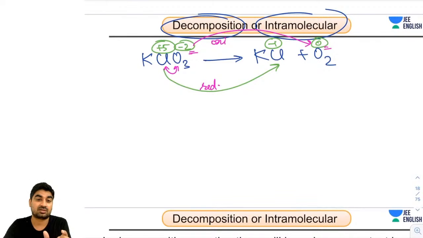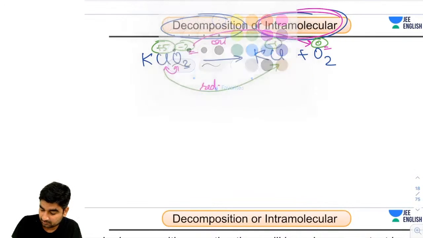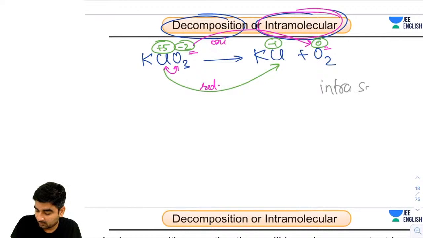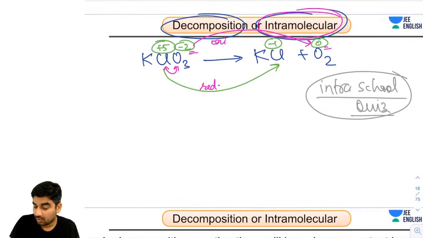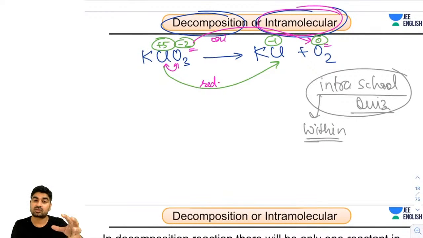So because it occurs between the atoms of the same molecule, that is why it is called intramolecular. You might have heard about intra-school quiz. What do you mean by intra-school quiz? Intra means within. So this is the quiz competition within the school. And if there is inter-school, then it will be between two or more. So intra-school quiz competition.